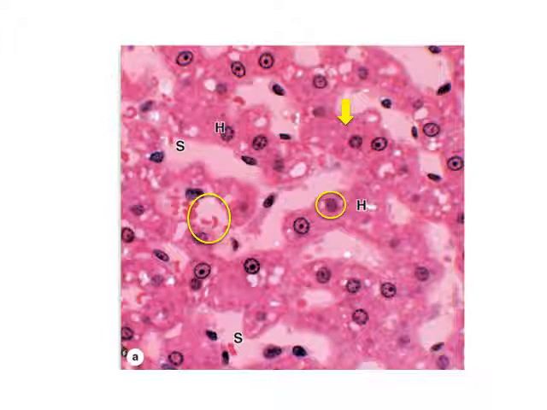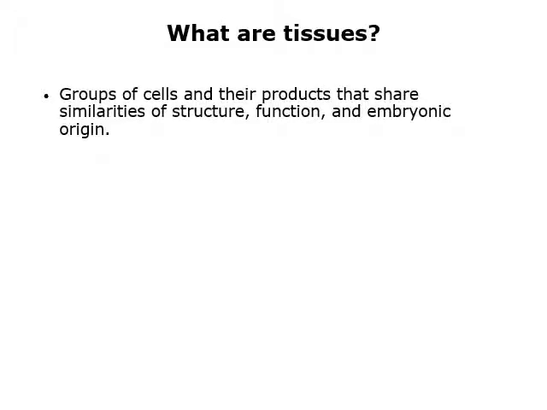So now that you have an idea how slides are prepared and what H&E staining looks like, let's go back and consider the nature of tissues. What are tissues? Well, a formal definition is that tissues are groups of cells and the products they produce that share similar structures, functions, and in some cases embryonic origins.